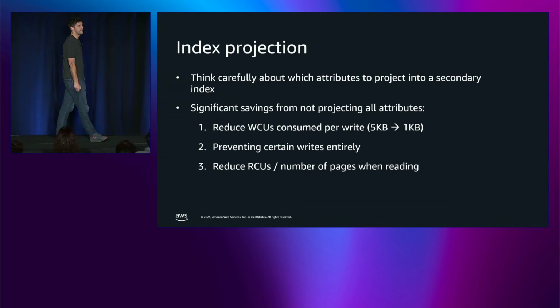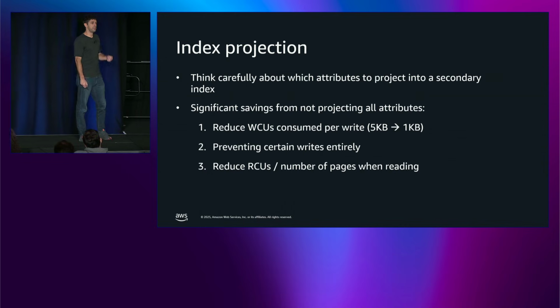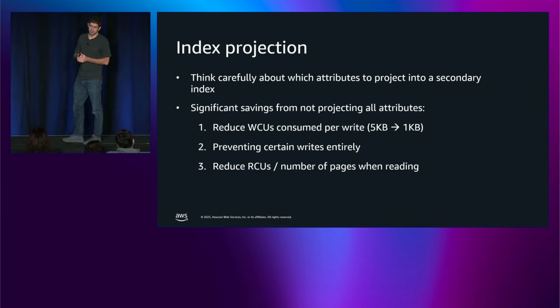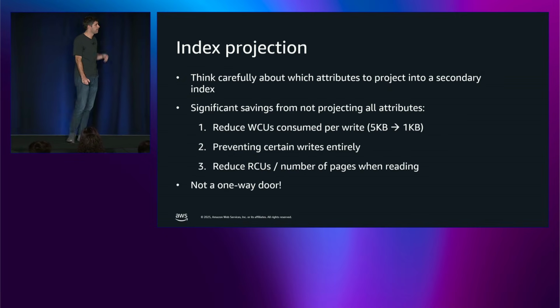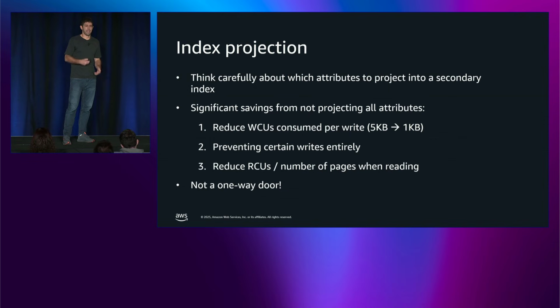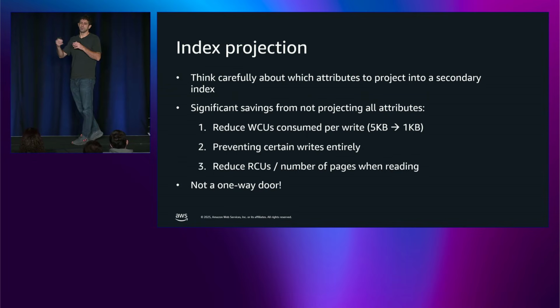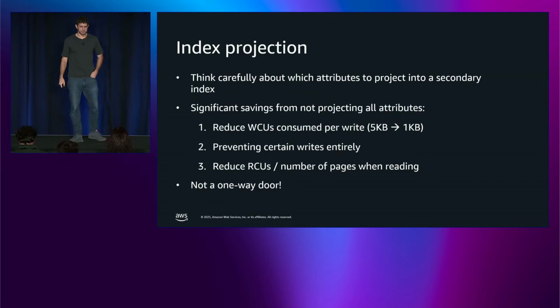Additionally, it's going to help you on the read side, because now when you're reading all those users, you're not paying over a WCU for each record you have there. You're just paying for a much smaller item. It's going to reduce the number of pages when reading. So really think about your projections carefully around this stuff. And I'd also say it's not a one-way door. You can create secondary indexes after the fact. We're going to look at that in the schema evolution section. But if you need to change your projection over time, you can create a new secondary index with either a larger or smaller projection, and then drop your old index and start reading from the new one.